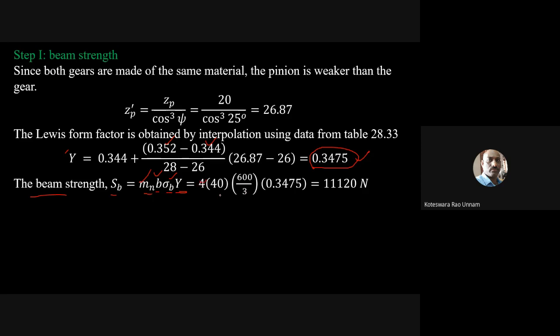So Mn is given as 4 mm, B is face width 40 mm, SUD is given as 600. So SUD by a factor of 53, we will get sigma B. Then Y is 0.3475. If you substitute and calculate this, you will get 11,120 newtons. The beam strength is 11,120 newtons.